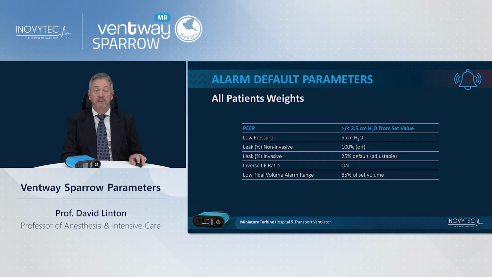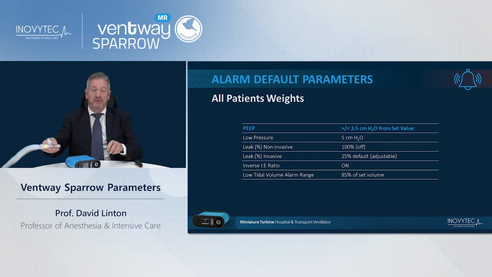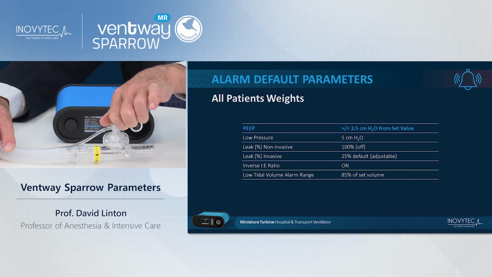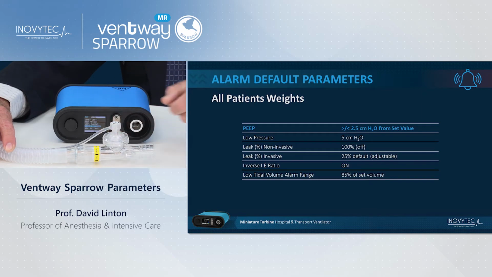And how to set the alarm, the PEEP on this ventilator is on the circuit. There is a PEEP valve adjust, and you adjust the PEEP, and at the bottom of the screen during the ventilatory parameters you see the PEEP level that you've selected.